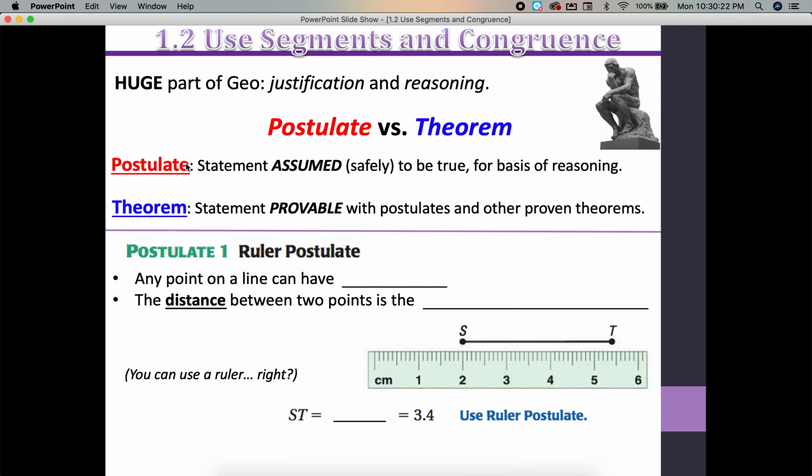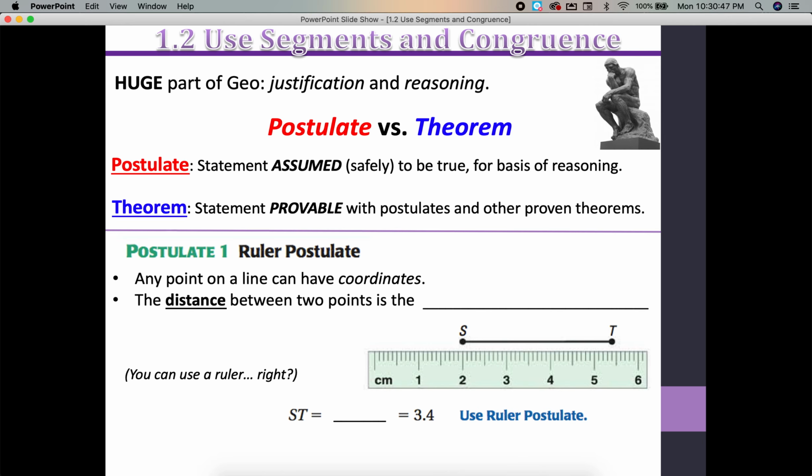So if I'm telling you to believe something, if I'm literally just saying, here's a postulate, shut up and believe it, just because I said so, that's really the reason why we believe postulates. They better be things that are very intuitive and very believable and very easy to understand. So I'd like to think that that's the case when we examine our first postulate, which is called the ruler postulate, which basically says that any point on a line can have coordinates, and those coordinates essentially measure its position.